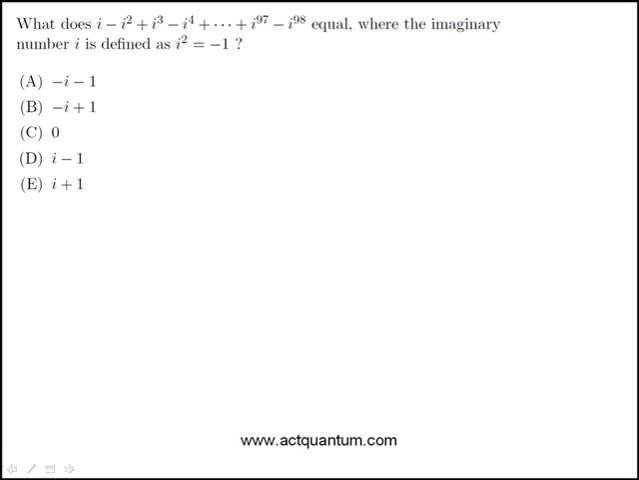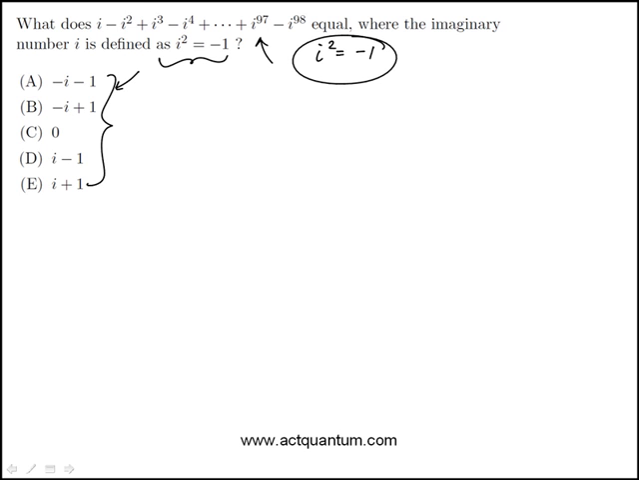So in this problem, we're told that the imaginary number i is defined as i squared equals minus 1, and then we're asked to find the sum of this expression. If you look at the answer choices, the sum is somewhat simple, which means that this somehow simplifies, meaning there is some sort of pattern.